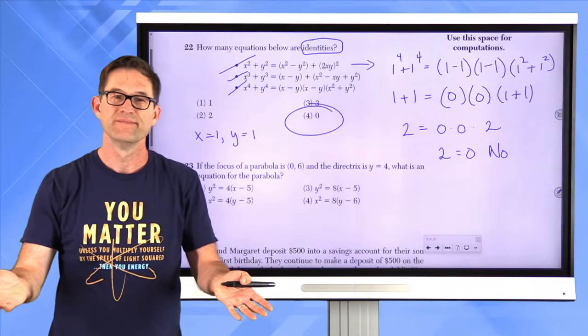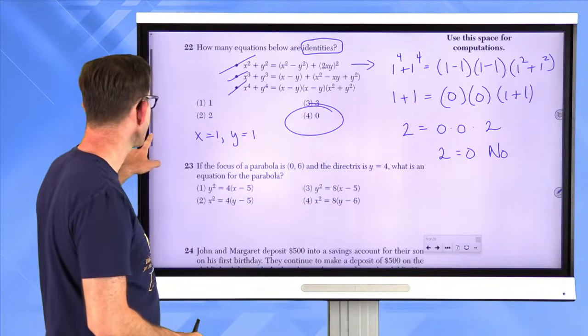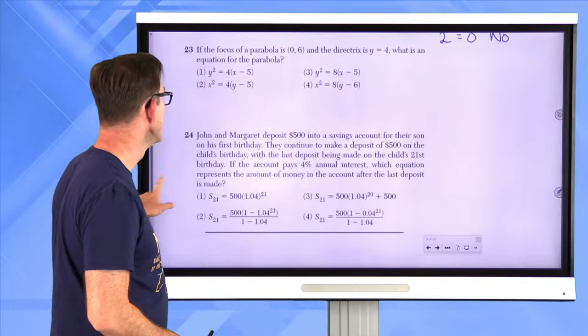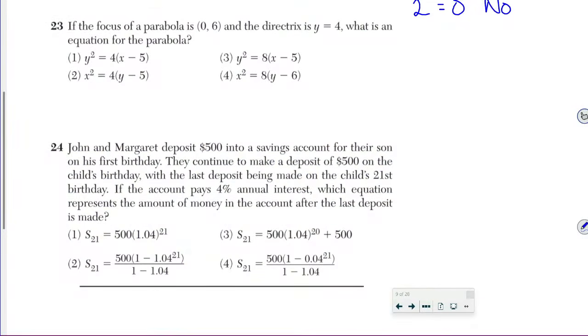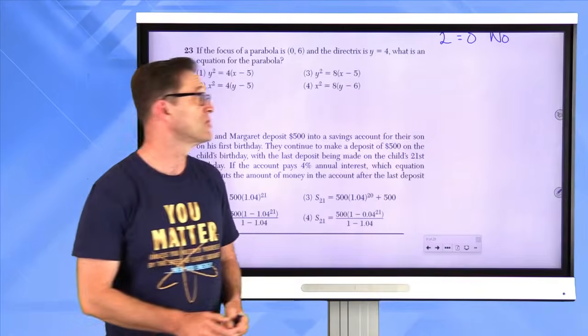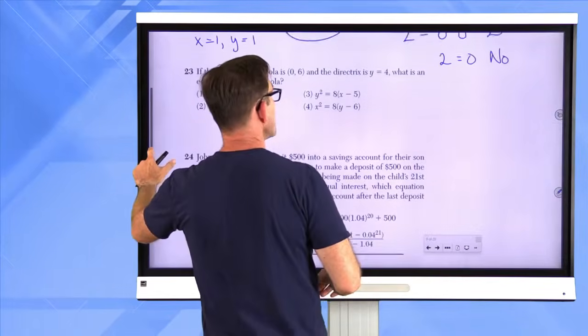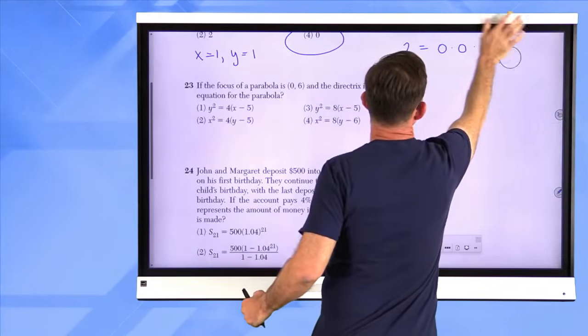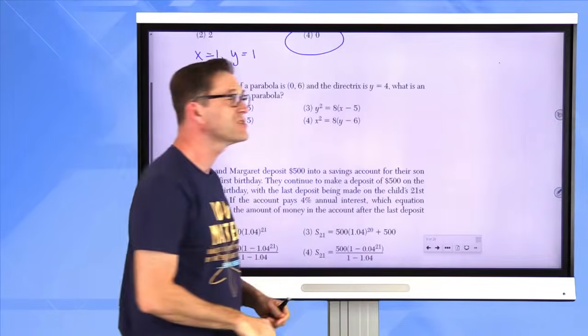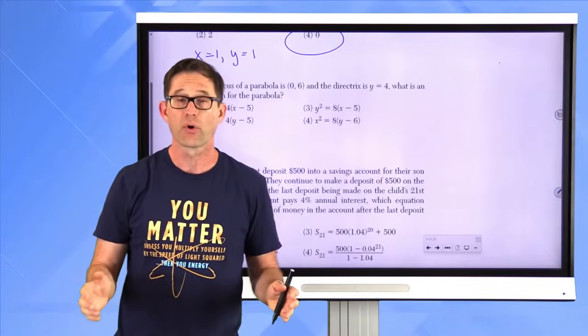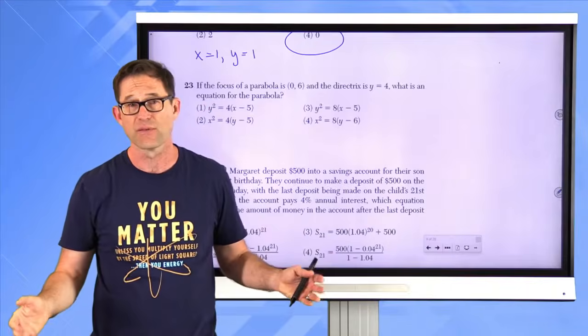All right. Now, for one of the most technical problems on the test, problem number 23. If a focus of a parabola is 0, 6 and the directrix is y equals 4, what is an equation for the parabola? This is a particularly tricky problem. This is something that you probably worked on for 1 or 2 class periods. It's what's called the focus directrix definition of a parabola.